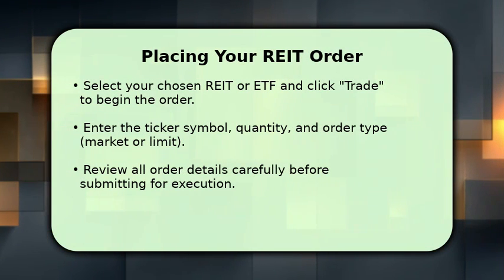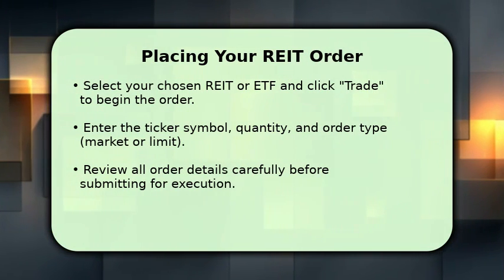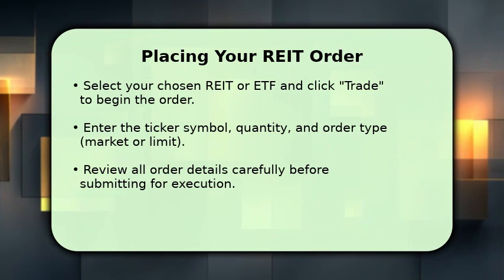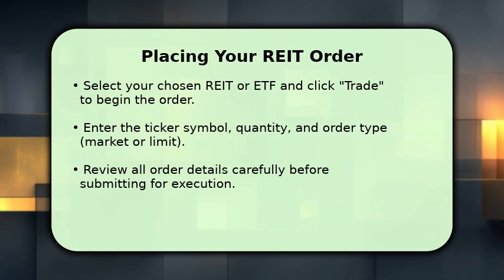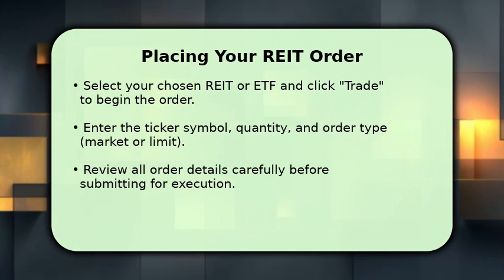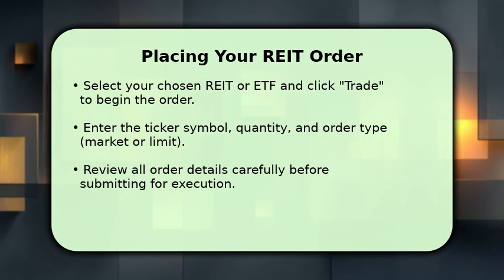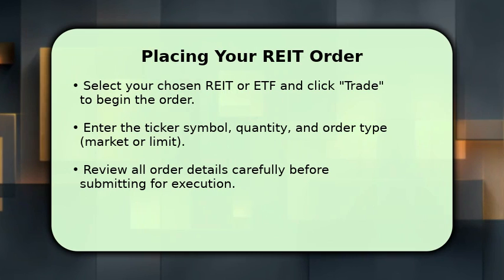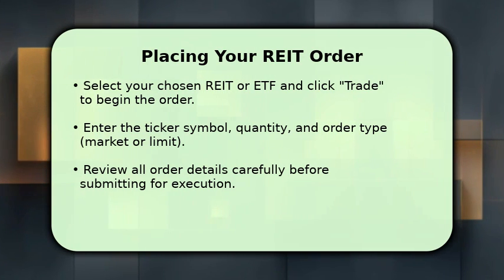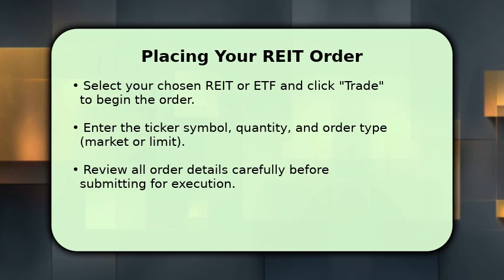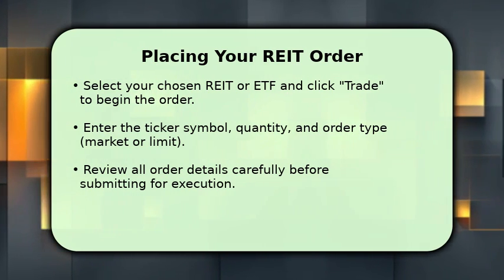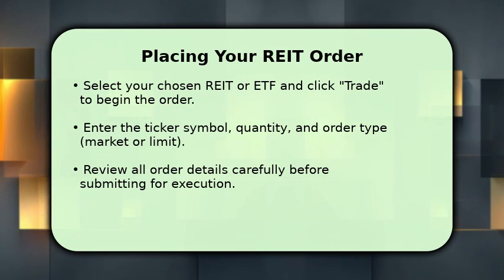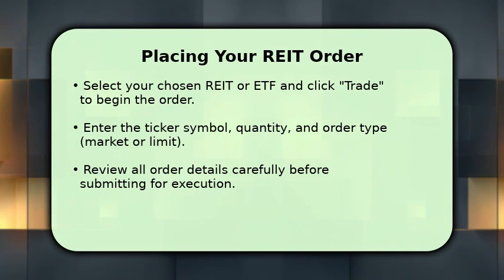Once you've identified a REIT or ETF you wish to purchase, click on its ticker symbol to view its details, then select Trade. You'll be directed to an order entry screen. Input the ticker symbol, specify the number of shares you want to buy, and choose your order type, such as a market order for immediate execution or a limit order to set a specific price. Double-check all the details before confirming your trade.